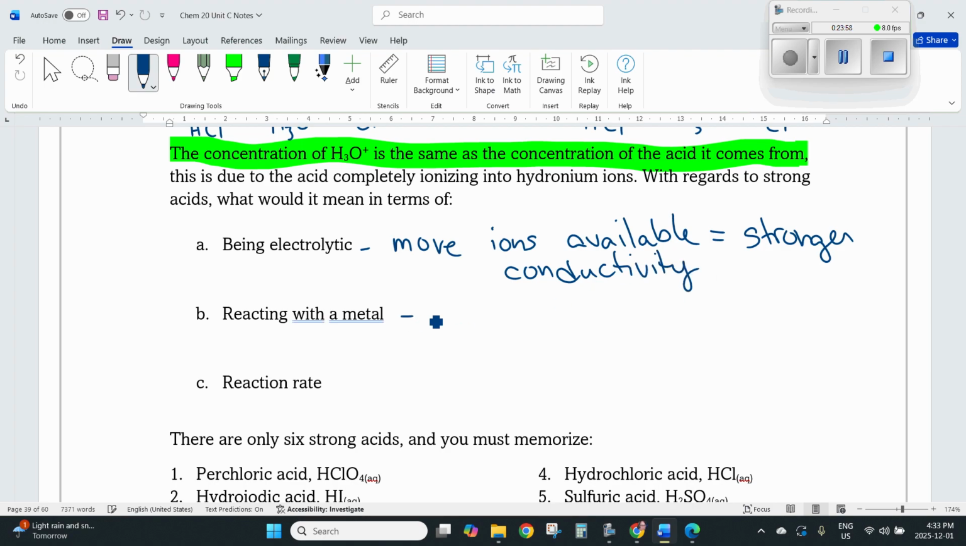Now, reacting with a metal. Again, we have more ions. If we have more ions, that equates to more reaction. So that means we're going to have a stronger reaction with metals.